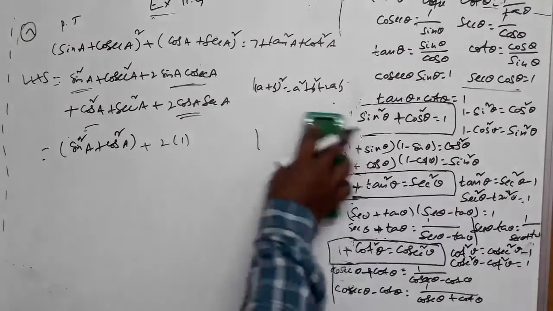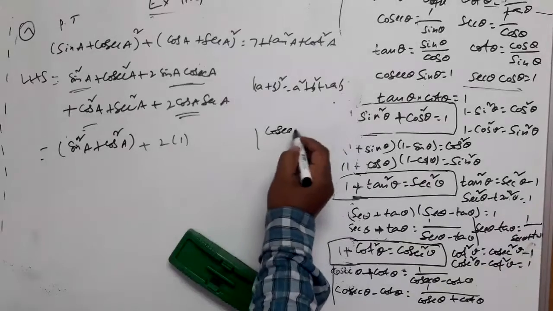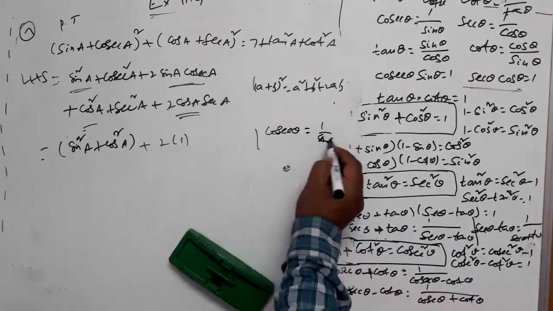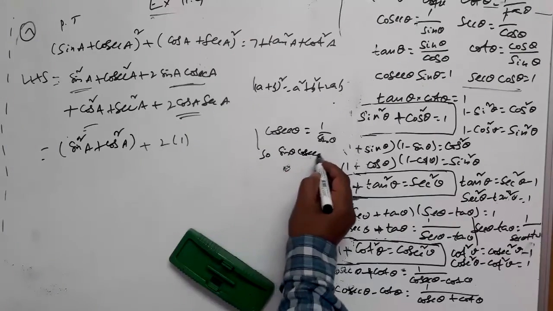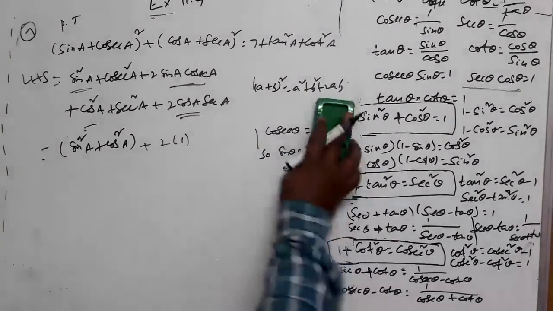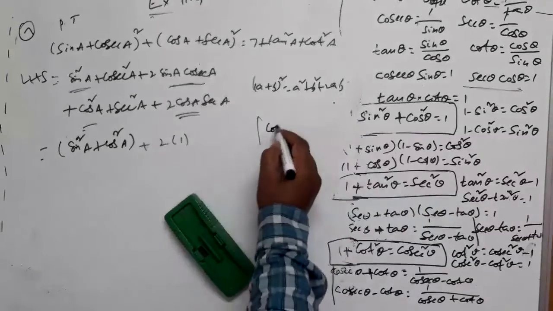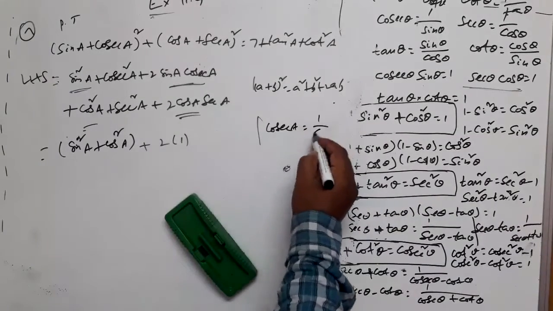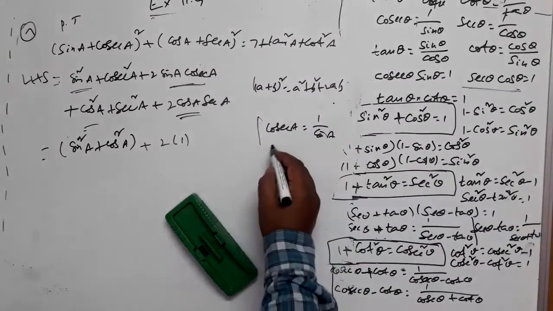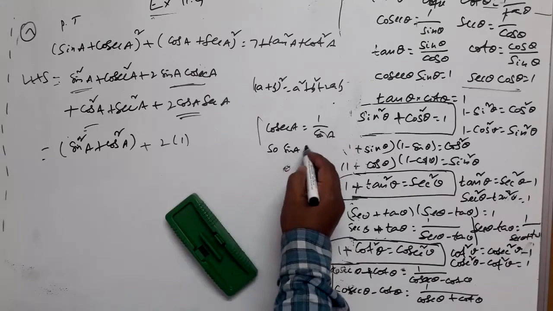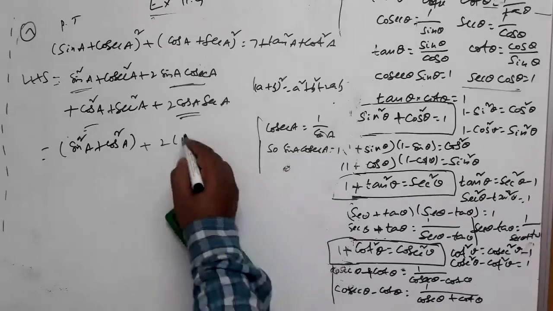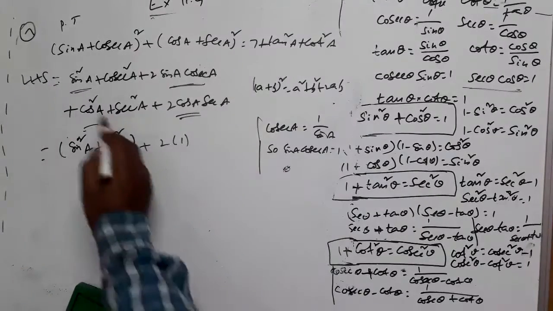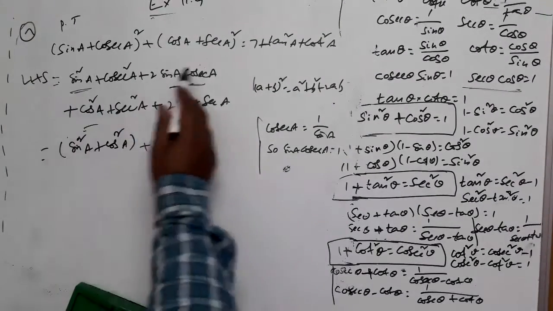Or simply you write like this, cosecant theta is nothing but 1 by sin theta. So sin theta multiplied by cosecant theta is 1, or in terms of a you write cosecant a is equal to 1 by sin a. So sin a multiplied by cosecant a is 1, right? 2 into 1 is this. In the same way, this is used, this is used, this is used, these two terms.